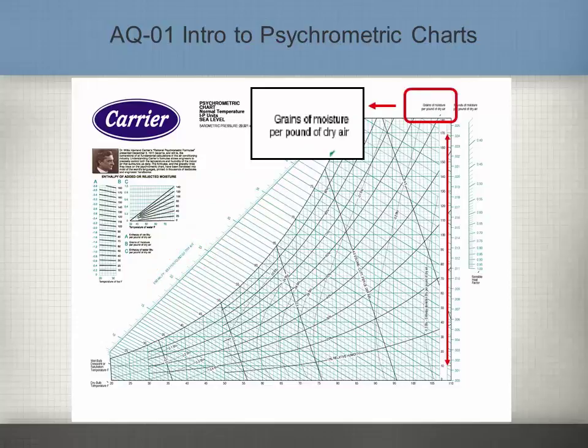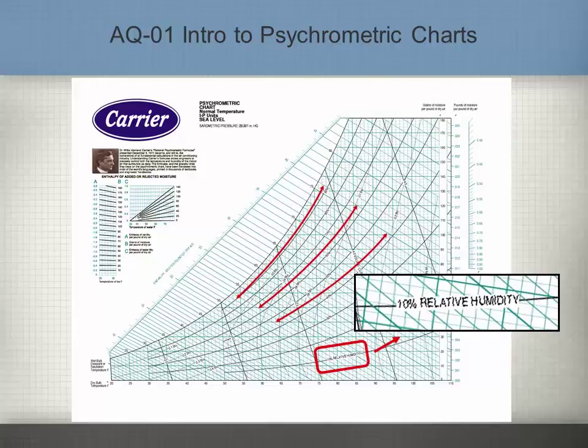Moisture in the air is a measurement of humidity. Humidity is a term applied to the measurement of how much water vapor is in the air, and it is measured in grains of moisture. These values are located on the chart's angle section. Notice that the identification box is located at the top right of the chart. The values in grains of moisture increase from bottom to top of that scale.